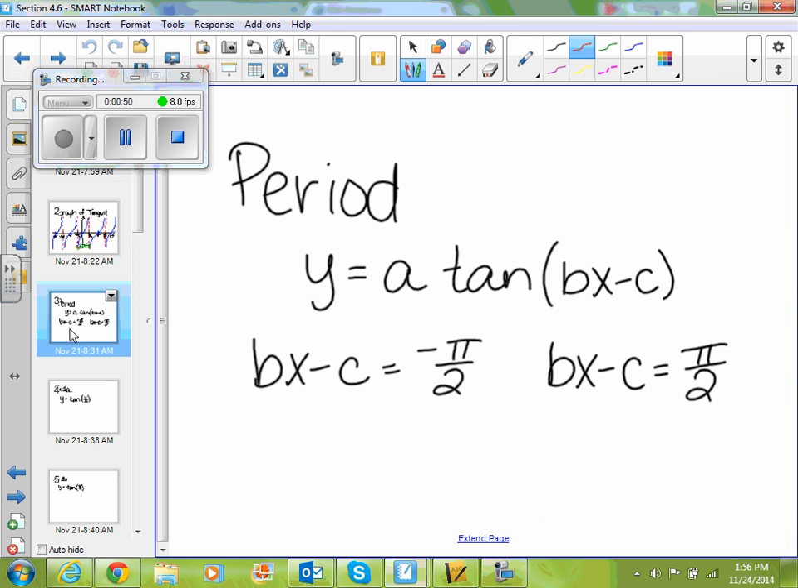Just like before, we had to find our endpoints of our period whenever we made adjustments to the graph. To find our endpoints of tangent, if we're looking at the function y equals a tangent of bx minus c, we take that bx minus c and we set it equal to negative pi over 2 and to pi over 2. And that will give you your endpoints.